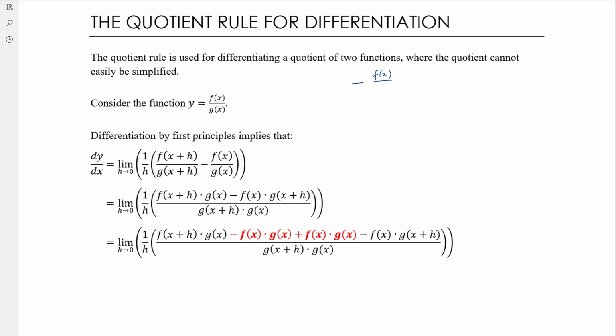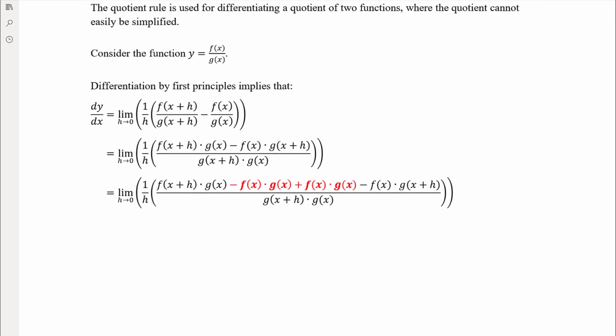Okay, so that's that first line there. And then what I've done in the second line is to get a common denominator. So the common denominator of g of x plus h times g of x is going to give us this. Now we've got this one fraction. Once again, like the previous video, I've chosen to subtract f of x times g of x and add f of x times g of x, so it's 0 and I haven't actually changed it. But this is going to enable me to split this fraction in half in a way that I'm going to be able to then simplify.